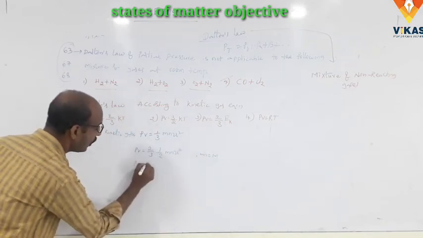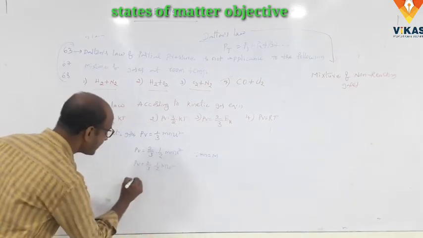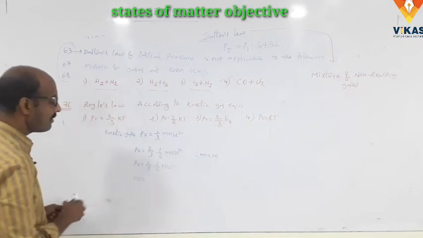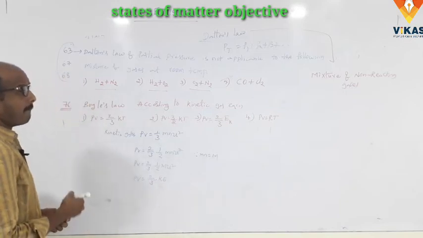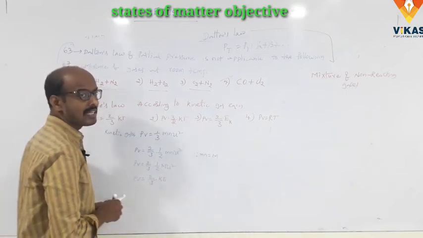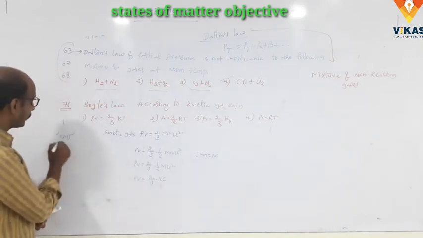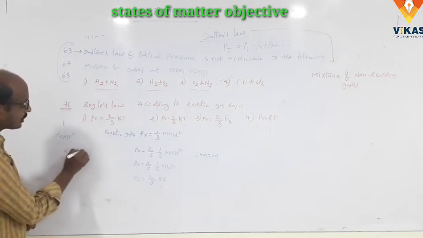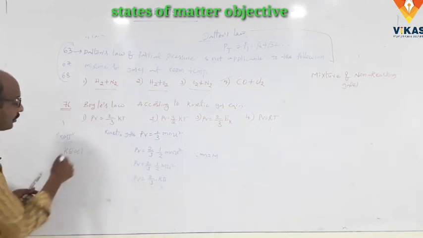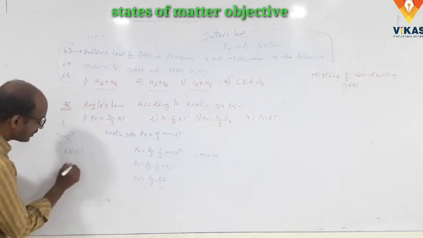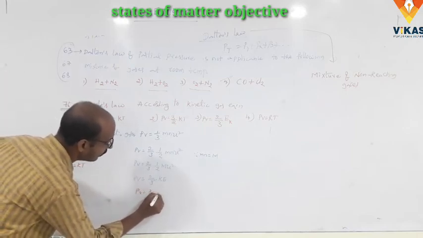So PV is equal to 2/3 into 1/2 capital M mu square. Here the kinetic energy, PV is equal to 2/3 into kinetic energy. So we know the postulates of the kinetic molecular theory of gases. The last point is that kinetic energy is directly proportional to absolute temperature. Remove the proportionality, at constant, KE is equal to KT, and substituting the value, KE is equal to PV is equal to 2/3 into KT.